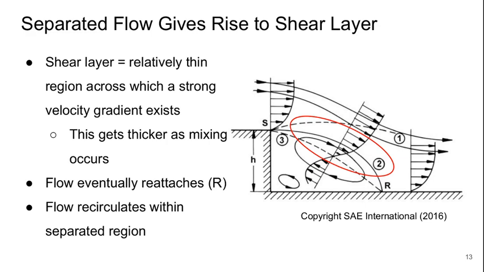In the separated flow downstream, we end up with a shear layer where the flow is essentially pushing and pumping around a recirculating amount of fluid. And so you get this thin region across which there's a strong velocity gradient. We call that a shear layer. That starts getting thicker as the flow mixes out downstream, and the flow eventually reattaches. And then we have this recirculation inside that separated region.